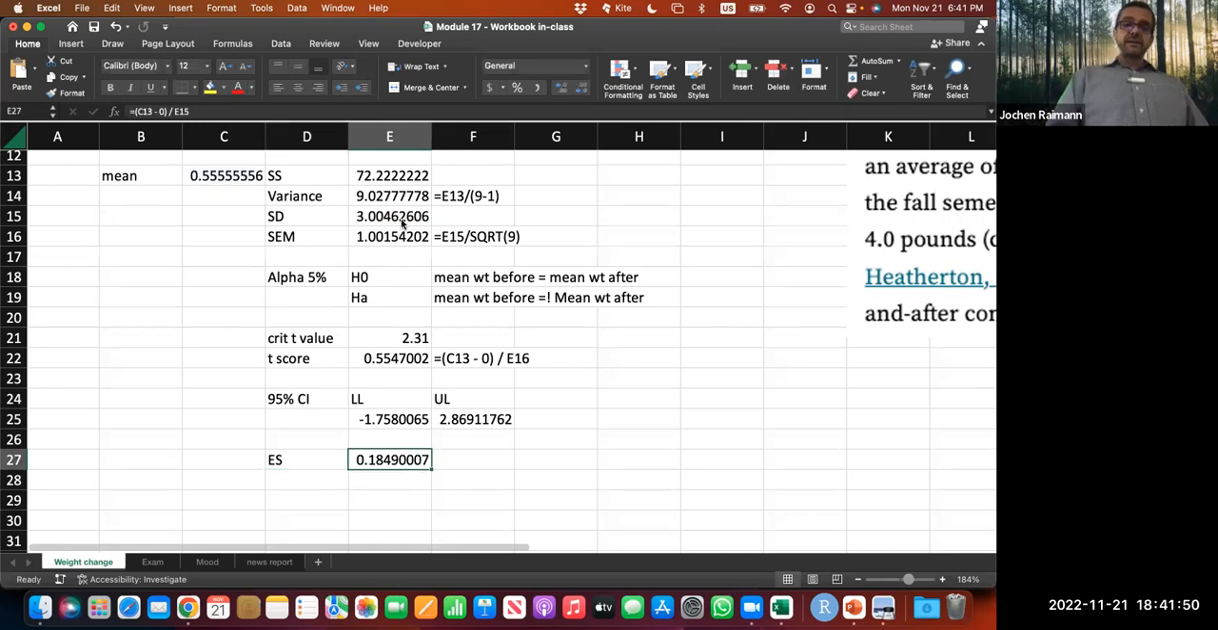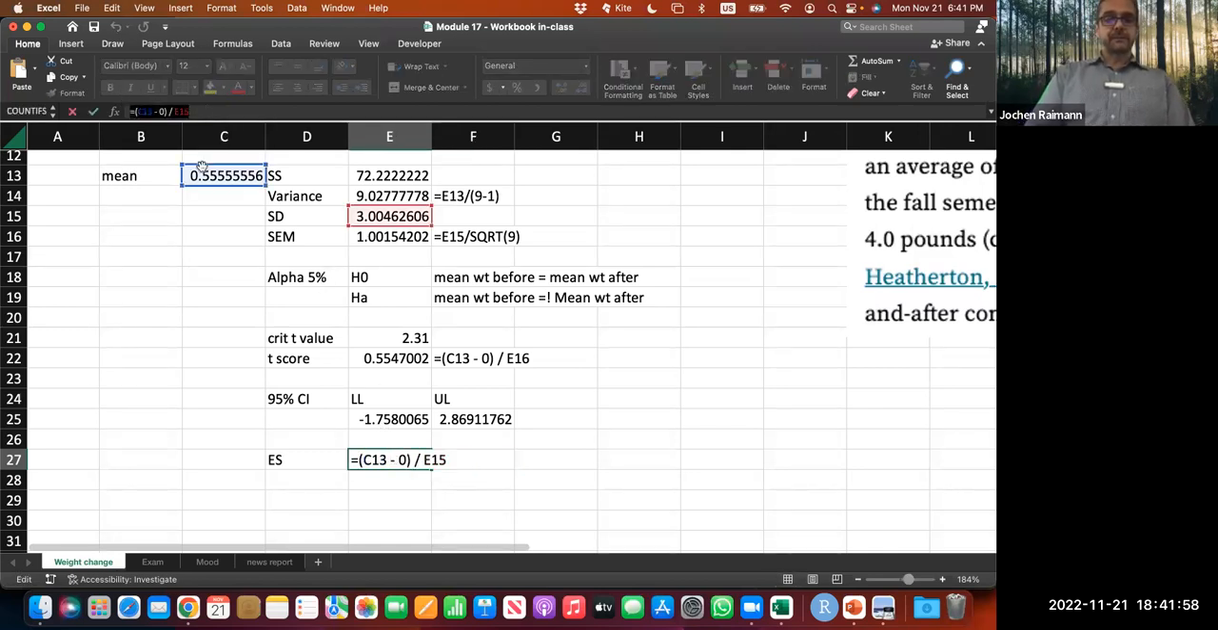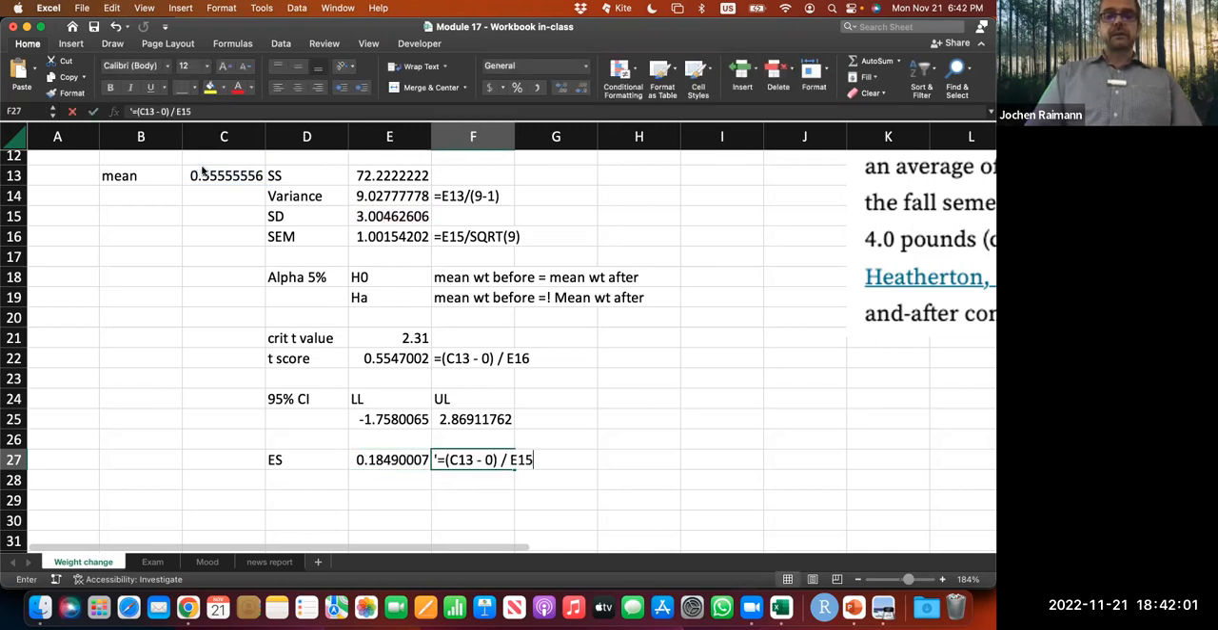So our effect size here is 0.18, which we know, as per Cohen's conventions, is to be considered a small effect size. So 0.2 to 0.5 is a small effect size, 0.5 to 0.8 is a medium effect size, and everything greater than 0.8 is a large effect size, right?